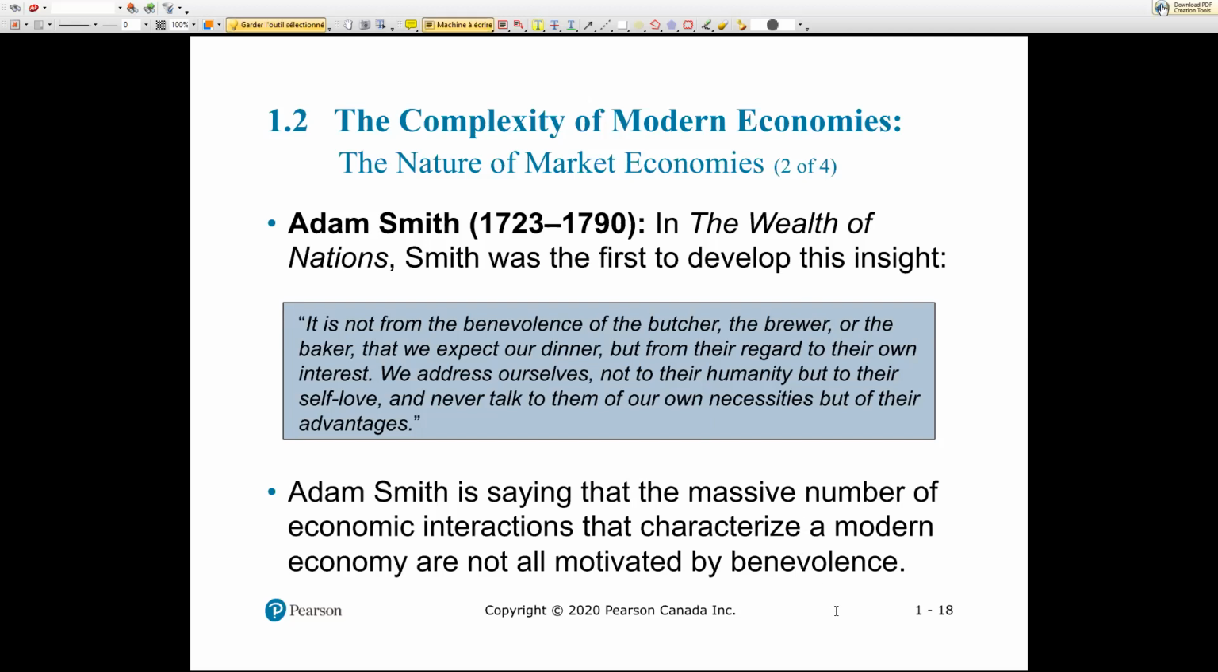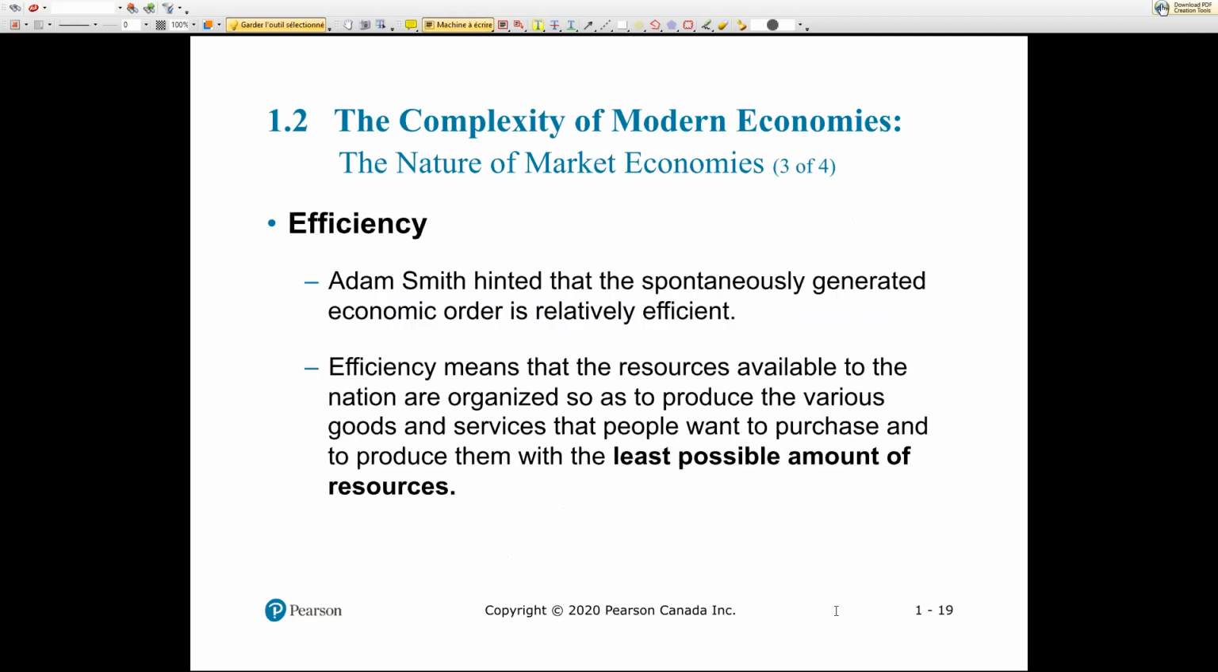Okay, moving on. Hope I can still at least finish chapter 1.